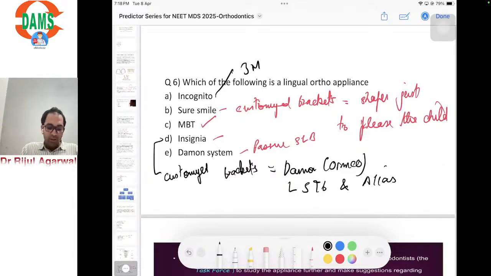Okay, so just remember incognito is a lingual orthodontic system given by the company 3M. Similarly, Damon or Onco system also have their lingual orthodontic appliance by the name STB and Alias. And insignia system, very important, it's a customized brackets given by the same Damon or Onco company.